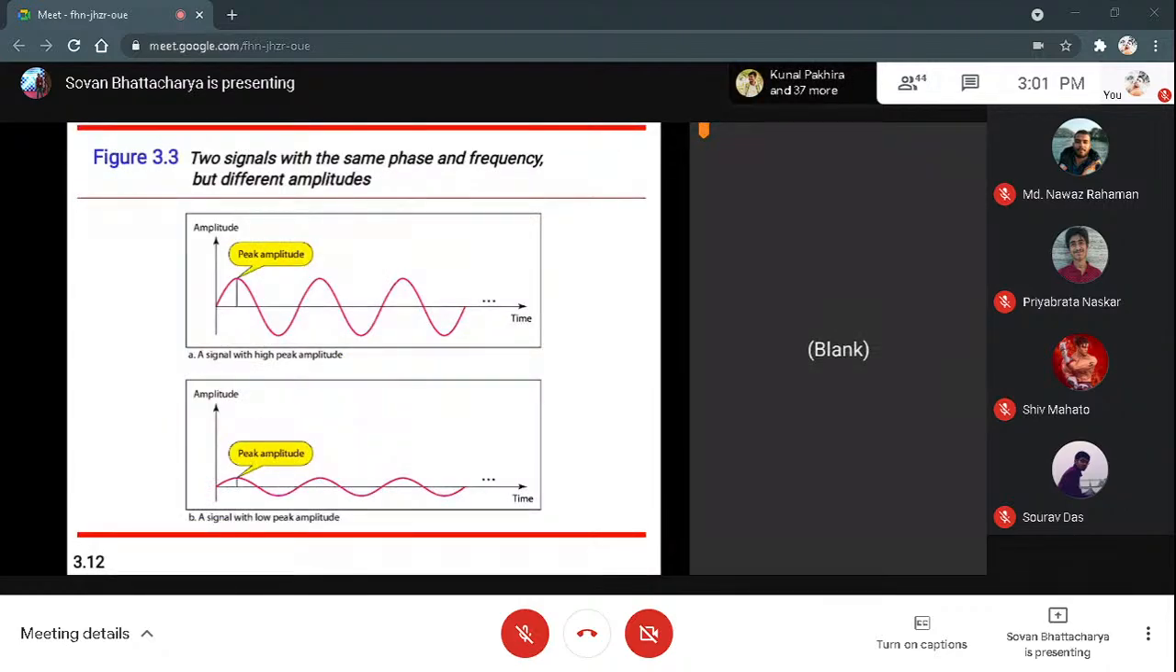Now the next part: two signals have the same phase and frequency but different amplitude.